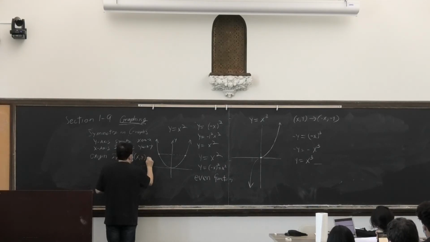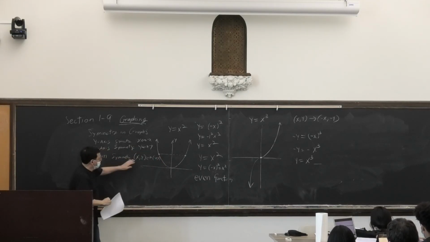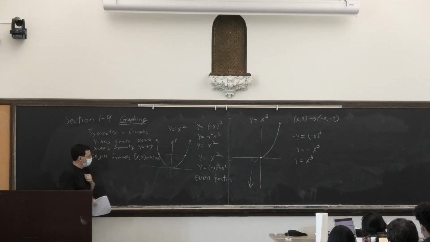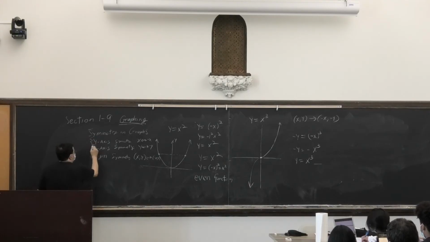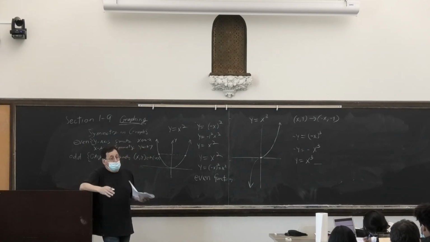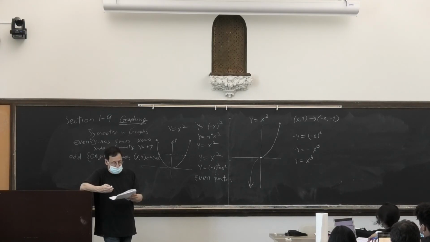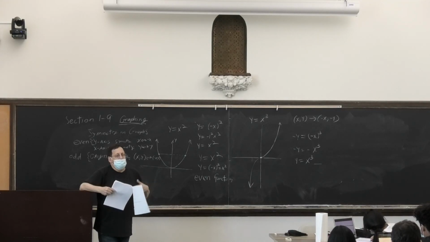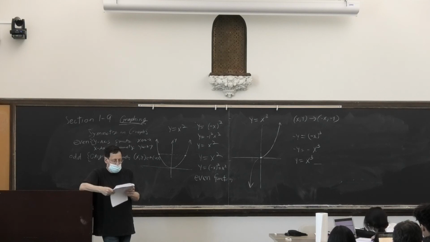x, y and negative x, negative y can be switched without changing the equation. And this has a name, I guess. Put this over here. This is an even function. This is called an odd function. We're going to learn more about functions in this class. Functions do not have to be either even or odd, but some are. And there are certain properties of even and odd functions we'll learn about that we will find useful.